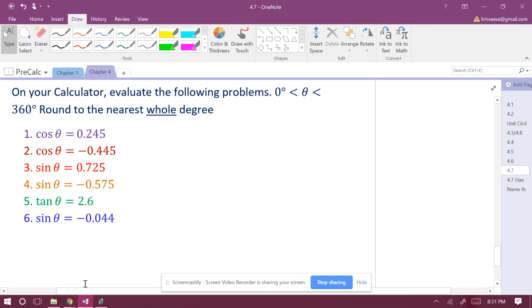Okay, so the last video here is strictly done on your calculator. So we're stepping out of the realm of limiting the domain or anything like that. Instead, we're going to focus entirely on giving me every answer between 0 and 360 degrees rounded to the nearest whole. So what we're practicing here is cosine of theta equals 0.245.